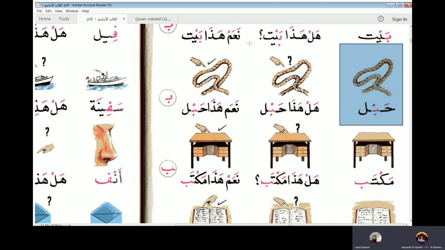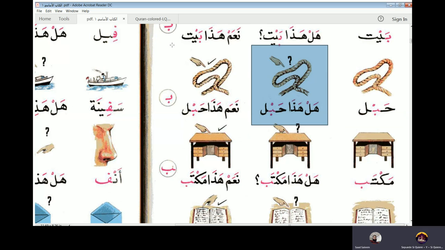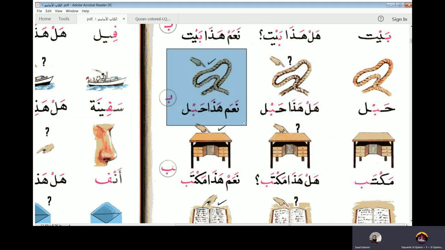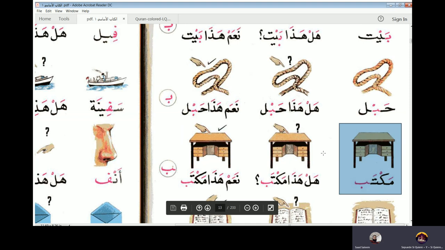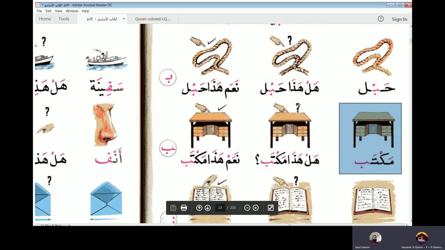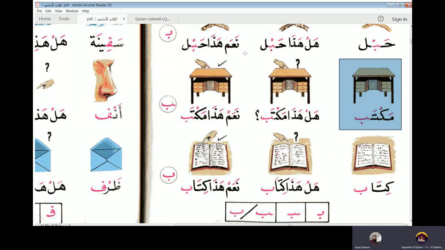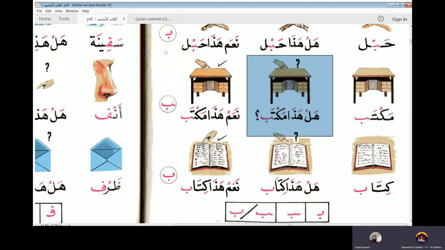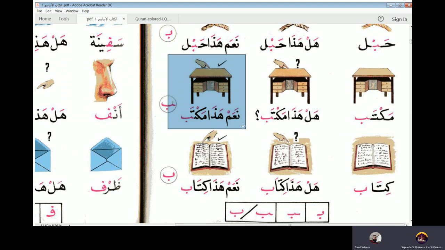Hablun, a rope. Hal hada hablun? Is this a rope? Naam, hada hablun. Yes, this is a rope. Maktabun, a desk. Hal hada maktabun? Is this a desk? Naam, hada maktabun. Yes, this is a desk.